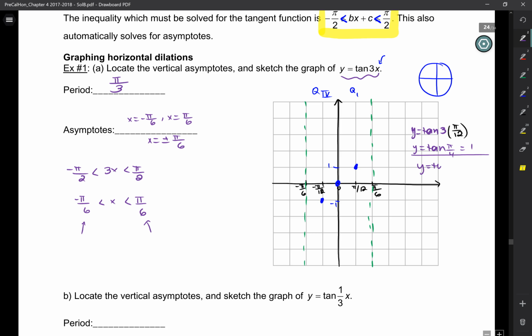y equals tangent 3 times negative pi over 12. This is tangent negative pi over 4. What quadrant is that in? Fourth. What's tangent of negative pi over 4? Negative 1. Do you see how we did it?